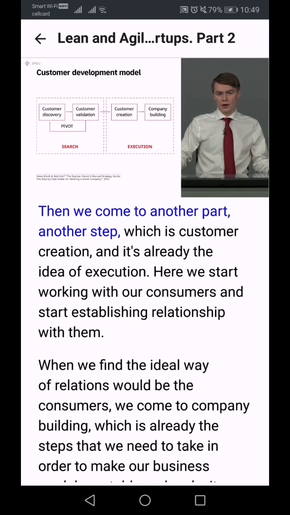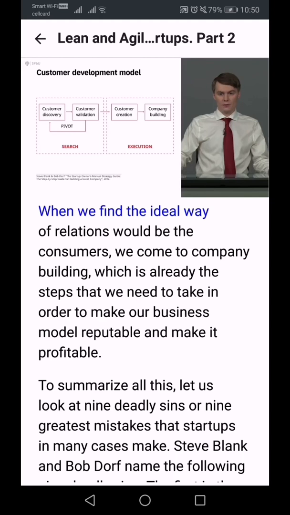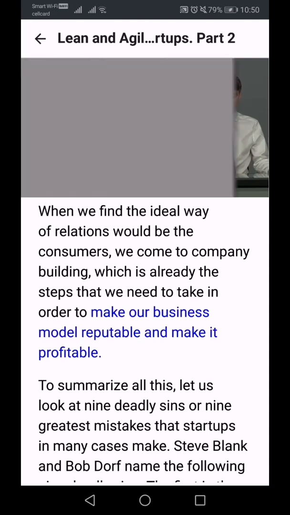Then we come to another step, which is customer creation, and it's already the idea of execution. Here we start working with our consumers and start establishing a relationship with them. And when we find the ideal way of relations with the consumers, we come to company building, which is already the steps that we need to take in order to make our business model repeatable and make it profitable.